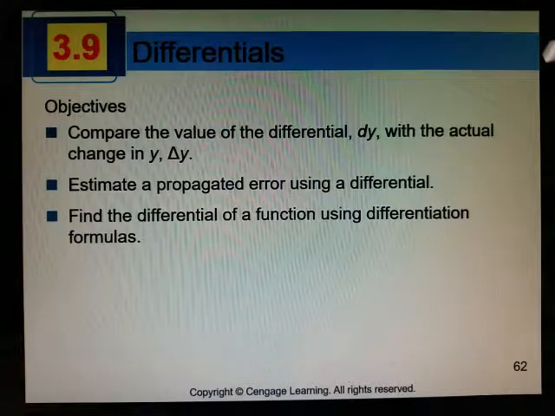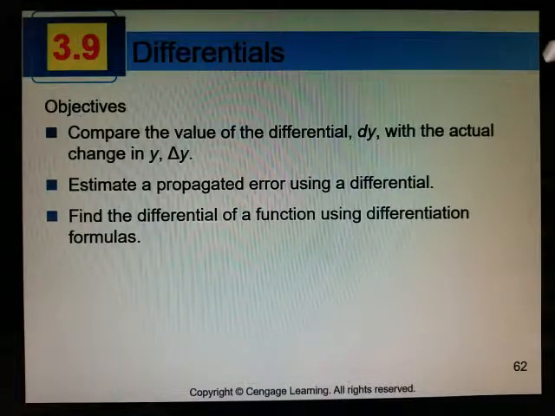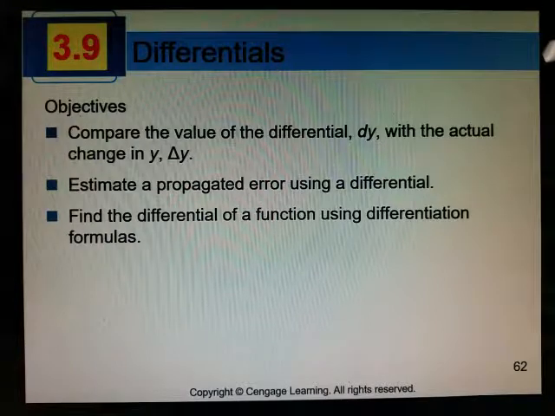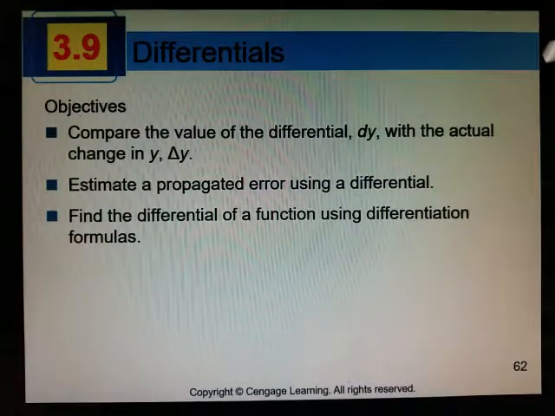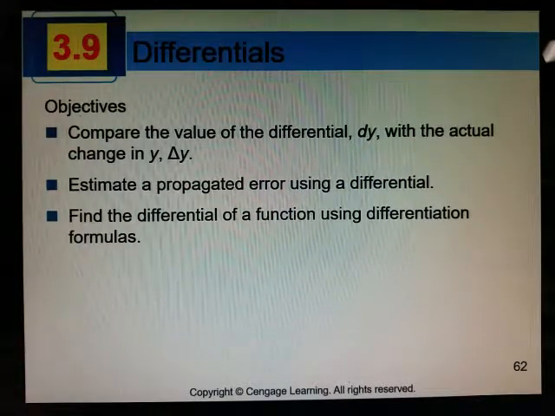All right, in Calculus 3.9, differentials. We're going to compare the value of a differential dy with an actual change in y, which is denoted as delta y. We'll estimate propagated errors using differentials and then find the differential function using differentiation formulas.